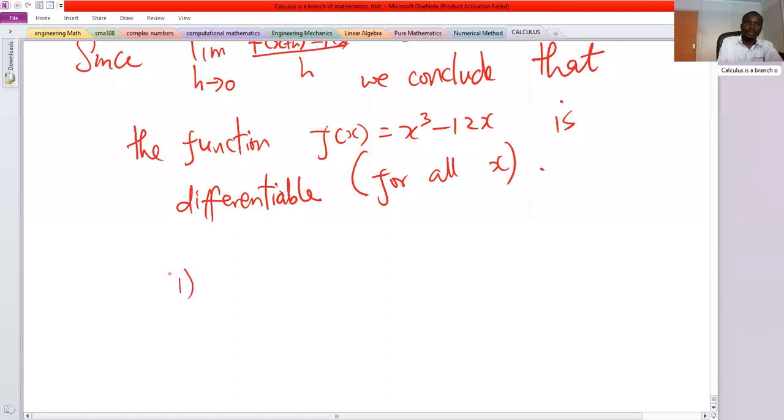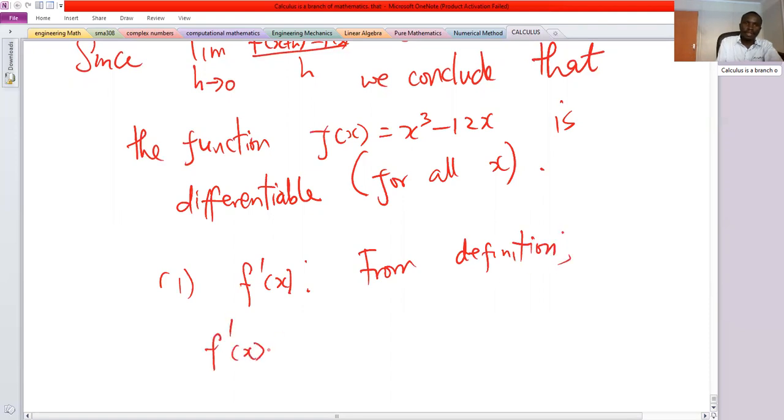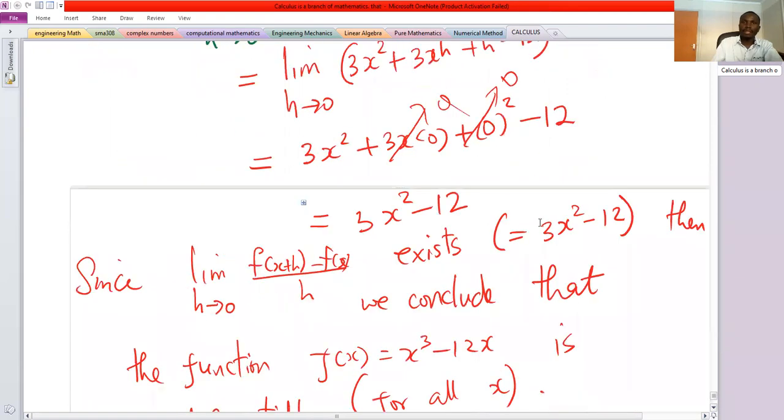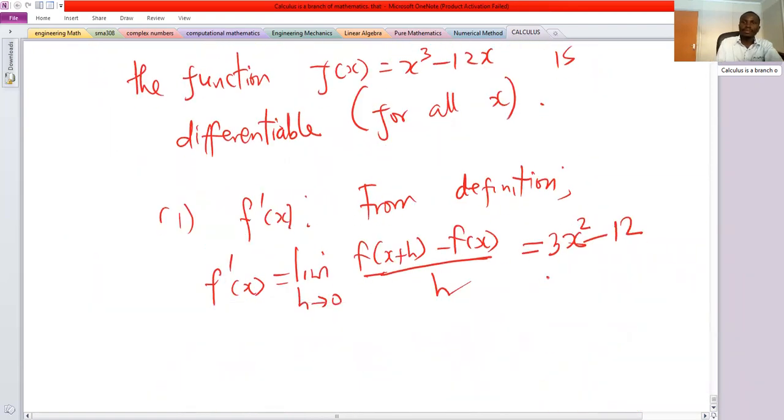And then second part is just now to give this. The first question was now to compute f prime of x. Now from definition, f prime of x is limit as h approaches 0 of f of x plus h minus f of x over h. And because we have already calculated it, then the answer is just 3x squared minus 12, what we have calculated as our limit. So that will be the value.